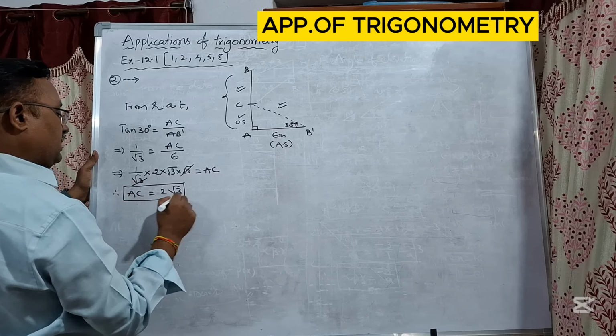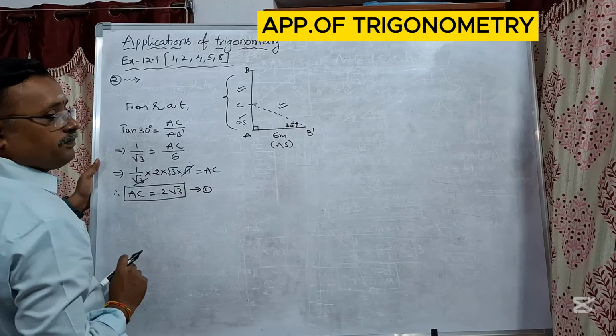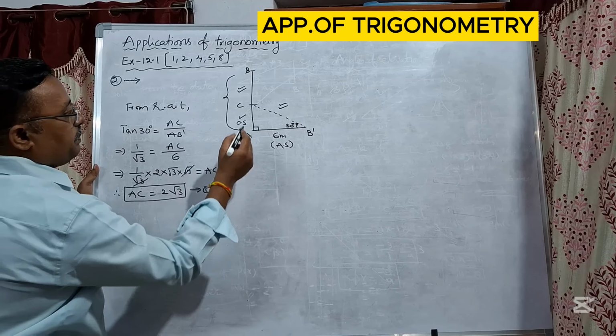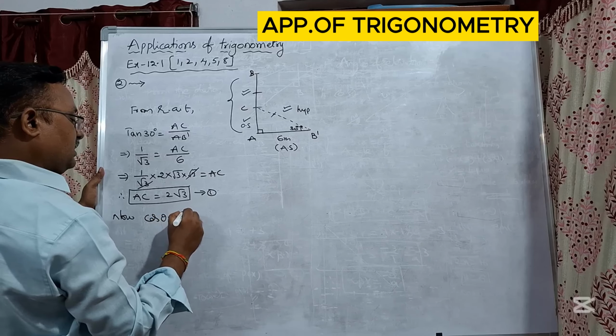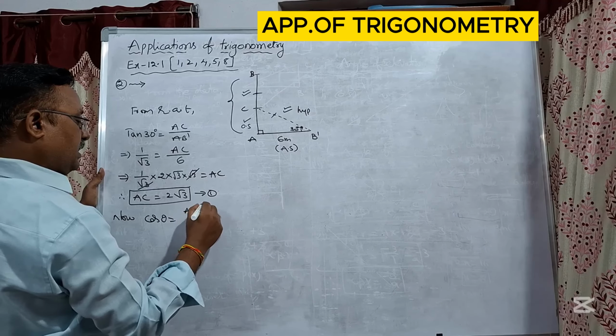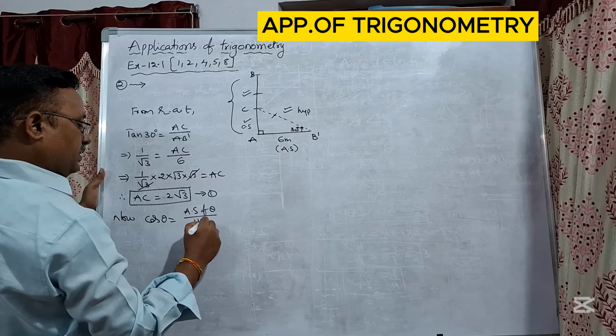This is the first part of the tree, equation 1. Next, part CB, which is nothing but CB dash. These both are equal lengths. So how do we find that? That is the hypotenuse of this right angle triangle. I need the hypotenuse using the adjacent side. So I want to apply cos theta, which is nothing but the adjacent side of theta by the hypotenuse.